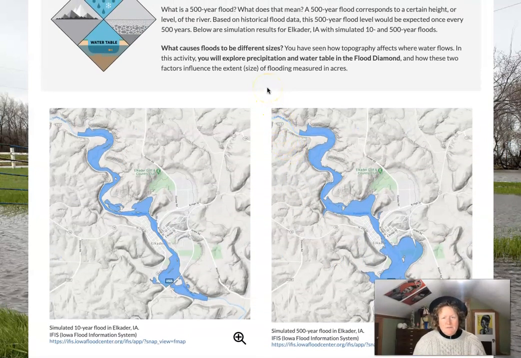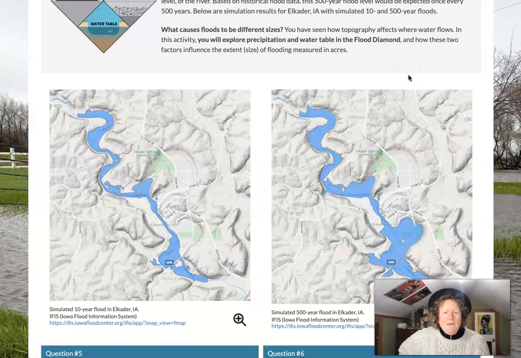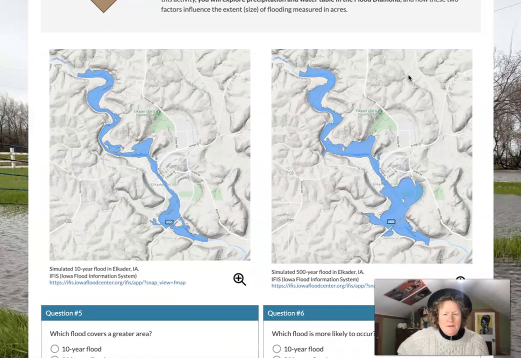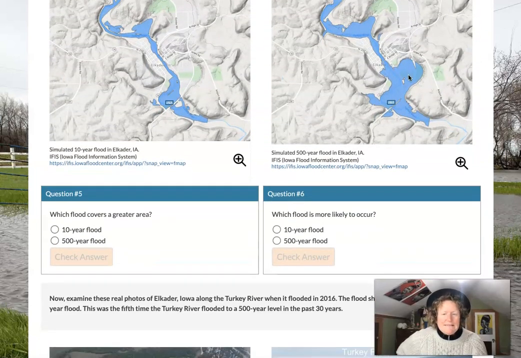What causes floods to be different sizes? Well, you can see how topography affects where water flows. In this activity, you'll explore precipitation and water table in the flood diamond, so the top and the bottom of the flood diamond, and how these two factors influence the size of flooding measured in acres. The size is called extent.